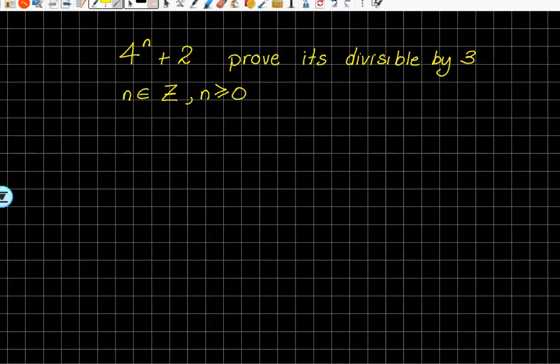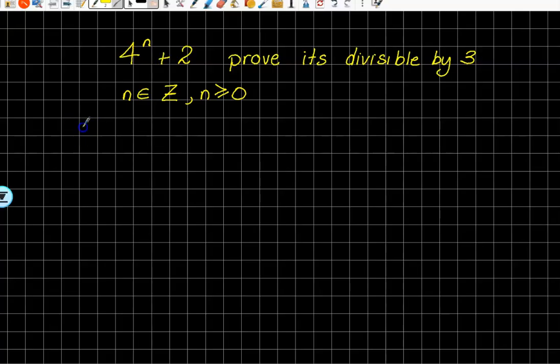So for starters, what does it say? 4 to the n plus 2, would it be divisible by 3? Should we check that it actually works? You're saying no, we shouldn't check it works. It doesn't work. Why? Well, it says n is greater than or equal to 0.